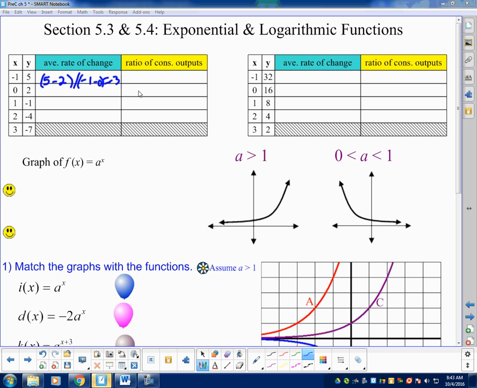Let me write that in the chart. And then go to the next 2 points. What's the average rate of change between these 2 points? 2 minus -1 would be 3 over 0 minus 1 is -1, so that's also -3. And then -1 minus -4 is +3 over 1 minus 2 is -1. Yeah, there's a pattern. And so as we go from point to point, we get a common average rate of change. It's -3.